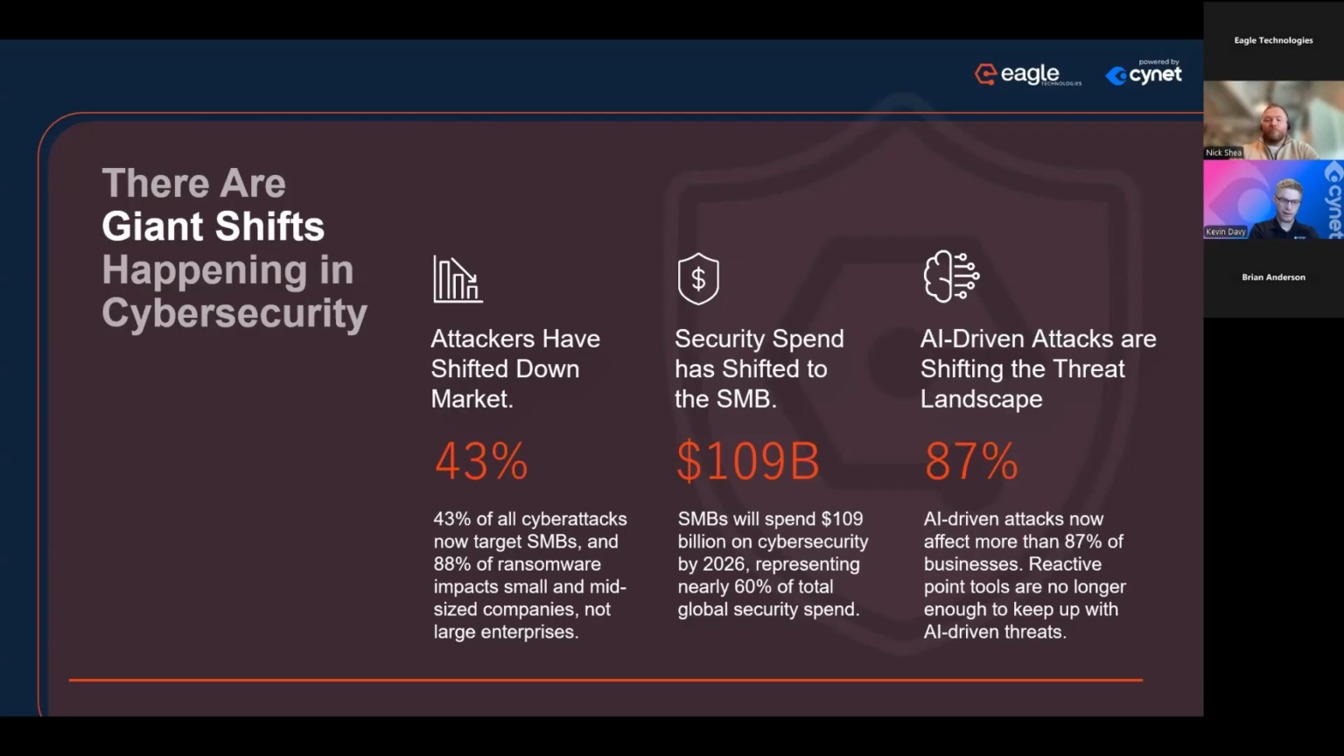So the shifts are, it's not the big guys anymore. The little guys are being targeted. Why? Because they don't always have the budget to cover. They may not be aware, or traditionally they think they're not at risk. Obviously shifting budgets now, or people are spending more to say, yeah, I really actually do have to pay attention to this whole security thing. And with AI just making things complex, we can see it's really driving attacks.